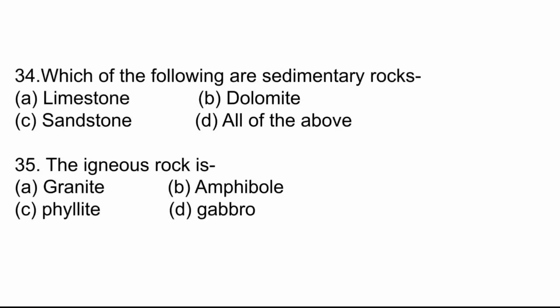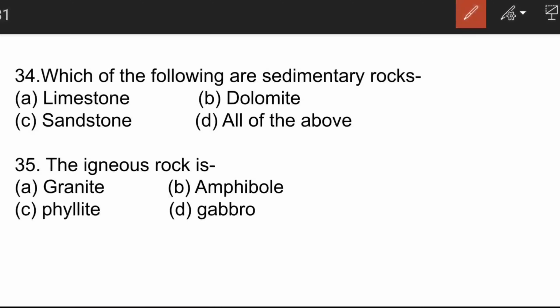Which of the following are sedimentary rocks? Limestone, sandstone, dolomite, all these are sedimentary rocks. Sedimentary rocks are also known as layered or stratified rocks, and organic matter plays a very important role in the formation of these rocks. Sedimentary rocks can be mechanically formed, such as sandstone, conglomerates, clay rocks, shale and loess, or organically formed like limestone, coal and peat. It can also be formed chemically like chalk, gypsum and salt.